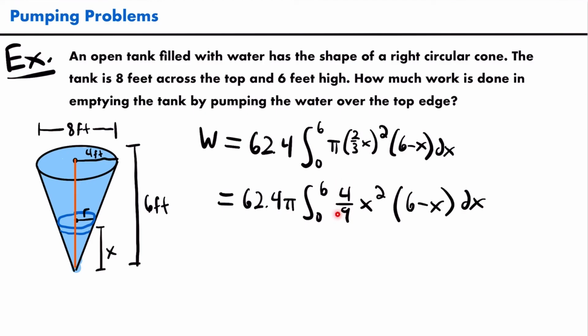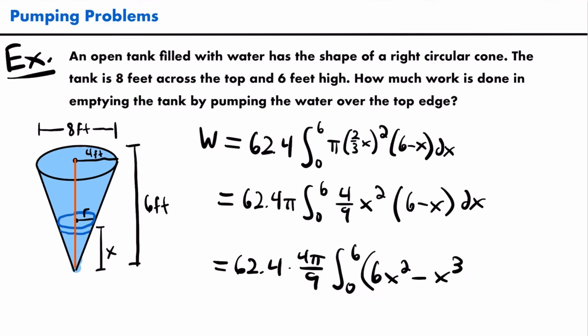Now we can pull this 4/9 to the outside as well, and then we can distribute x squared through this quantity. So we will have that this is equal to 62.4 times 4 pi divided by 9 times the integral from 0 to 6 of 6x squared minus x cubed times dx. Right, we pulled 4/9 to the outside, so we have 4 times pi divided by 9, and then times 62.4, and then x squared times 6 is 6x squared, and x squared times negative x is negative x cubed.